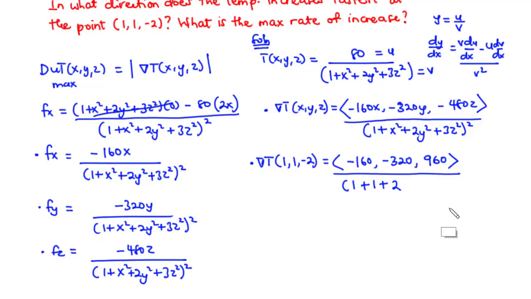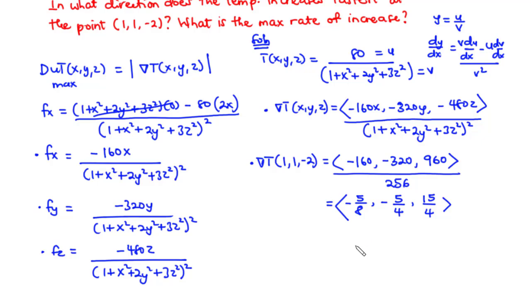So 16 square. Let's evaluate 16 square, and that is 256. So we have this to be equal to 160 divided by 256, that is simply 5/8, so negative 5/8. And then 320 divided by 256, that is also 5/4, so negative 5/4. 960 divided by 256, and that is 15/4. So that is 15/4.